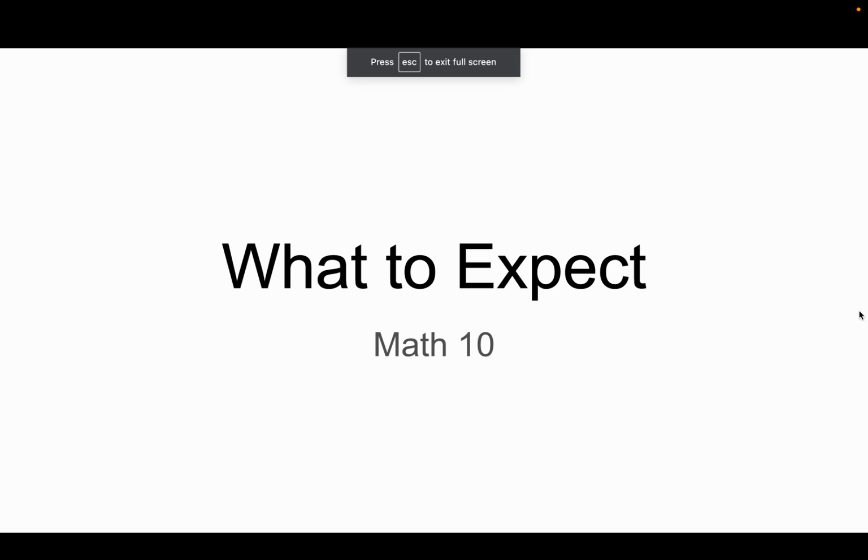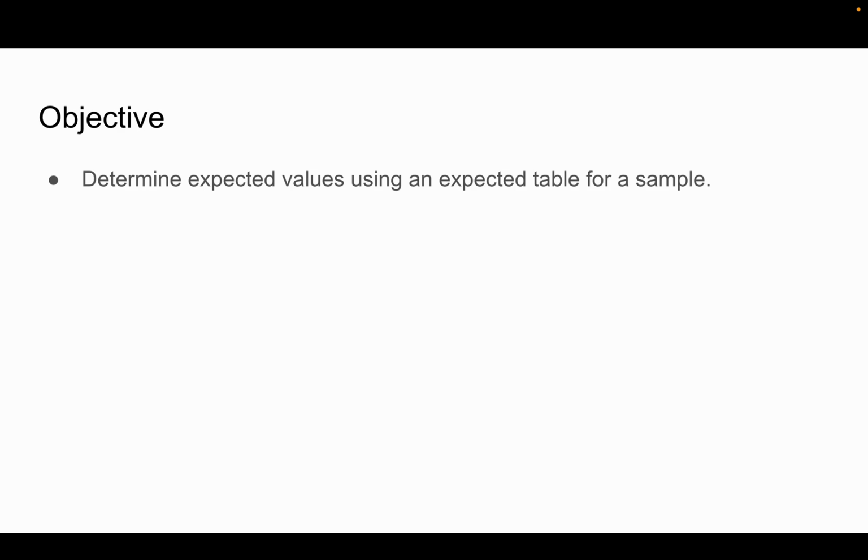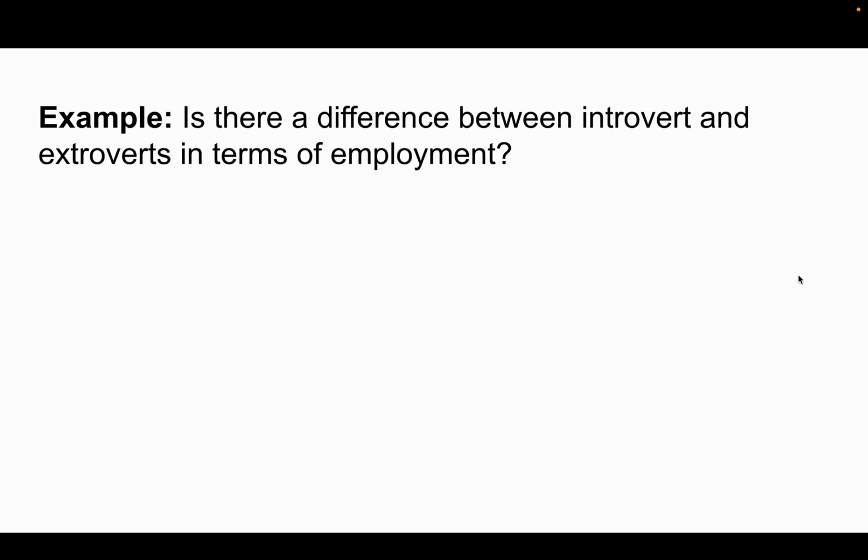All right. This lesson goes over how to calculate expected tables for various bits of data. So our objective is to determine expected values using an expected table for a sample. So if we dive right into an example here, let's say we're trying to find if there's a difference between introverts and extroverts in terms of employment.